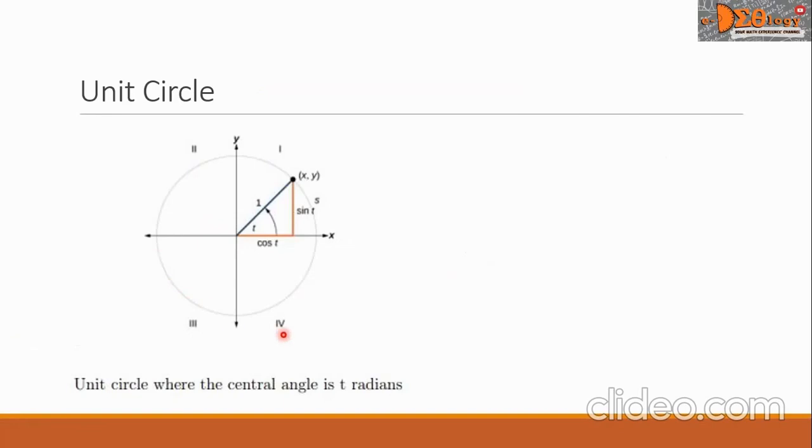This is a picture of a unit circle where the central angle is denoted by the letter T, and this T is measured in radians. Let us define the unit circle. A unit circle has a center at (0, 0), this is the origin, and radius 1. This is the radius and the length is 1.